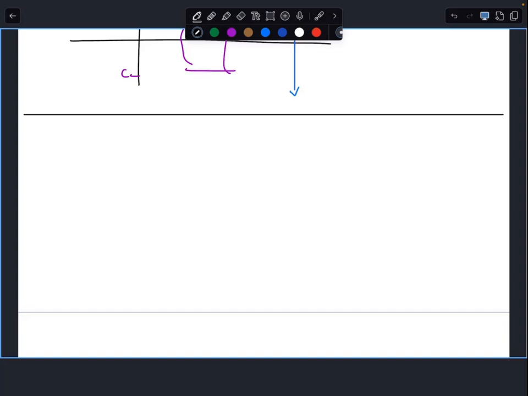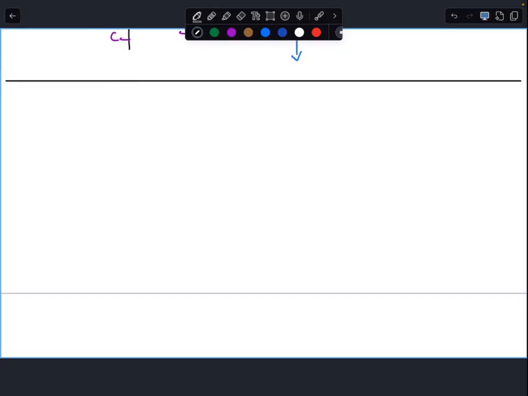What we're going to talk about in this part now is volumes of revolution by the shell method.